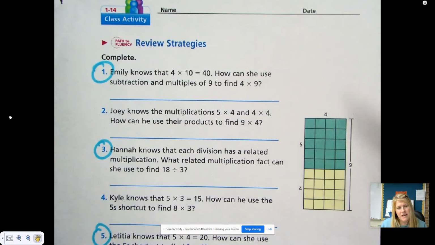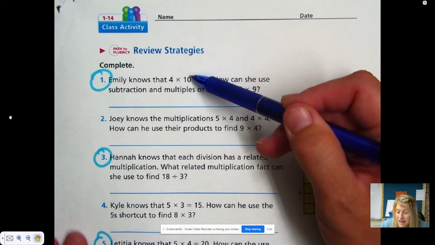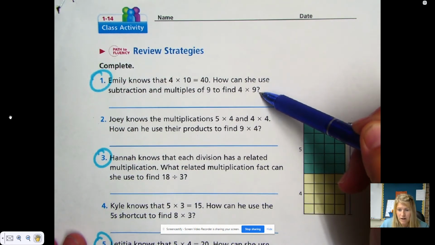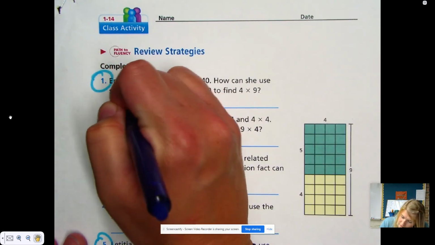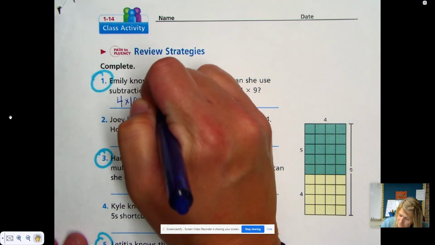So this is how I'm thinking I'm going to use this, you guys. If I were to solve this, I would say 4 times 10 is 40. And if I subtracted one group of 4, my answer would be the same as 4 times 9. So 4 times 10 has a product of 40.